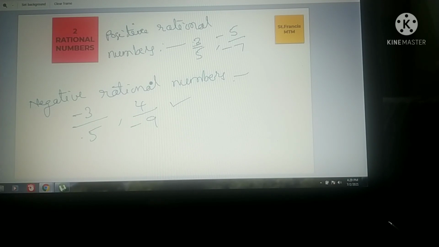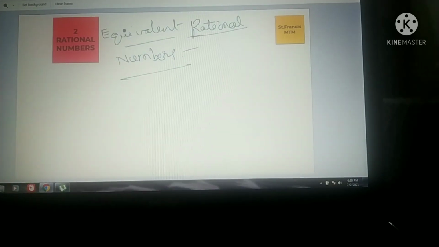And the next topic is equivalent rational numbers. What does this mean here? You have seen equivalent fractions. When you get an equivalent fraction, if you take any fraction, say 2 by 3, whatever number you multiply with in the numerator, you have to multiply with that same number in the denominator also. That time what do you get here? 4 by 6. And next, see, 2 by 3 into 3 by 3.